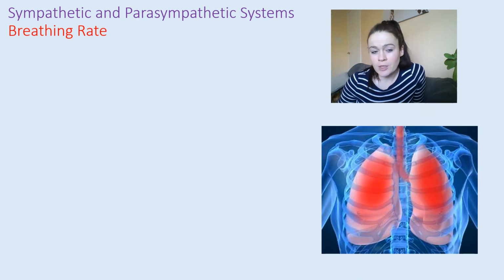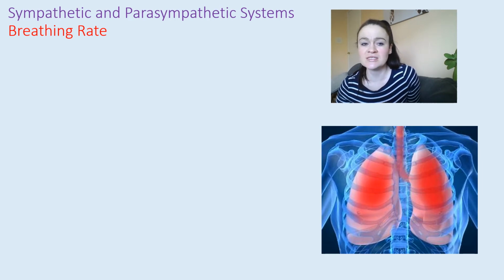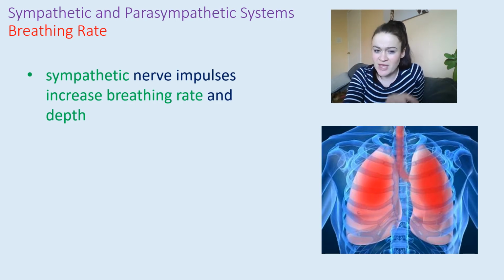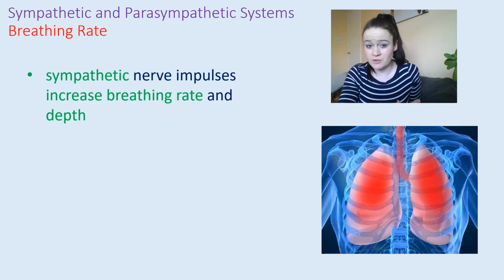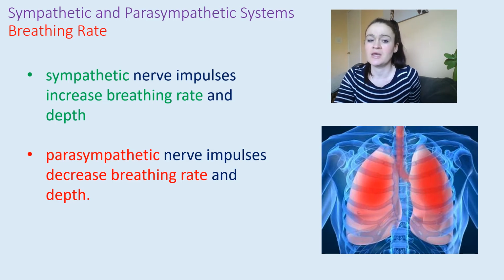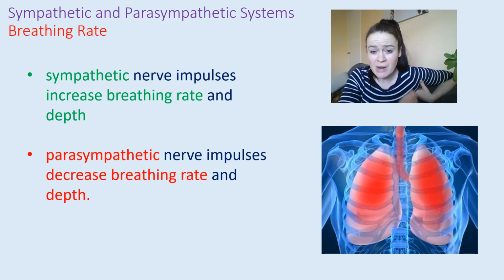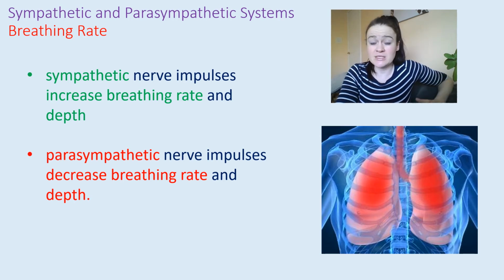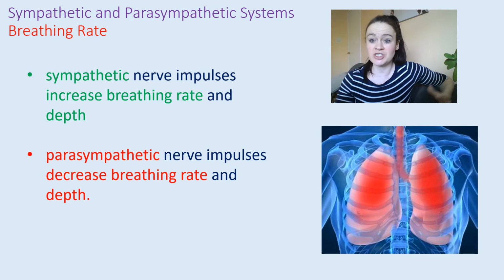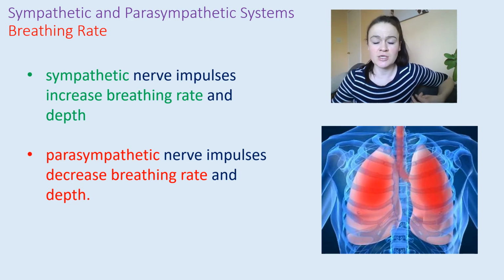So another example of the sympathetic and parasympathetic system working together to control something for homeostasis is our breathing rate. Okay, just like the heart rate, the sympathetic nerve impulses increase breathing rate and depth, and the parasympathetic nerve impulses decrease breathing rate and depth. So remember, we said that sympathetic was fight or flight. Basically, get ready to respond to something changing in the environment. Maybe it's stressful, maybe it's a predator, or maybe it's a situation that you don't know what to do. Your sympathetic nerves kick in, so heart rate increases, breathing rate increases.